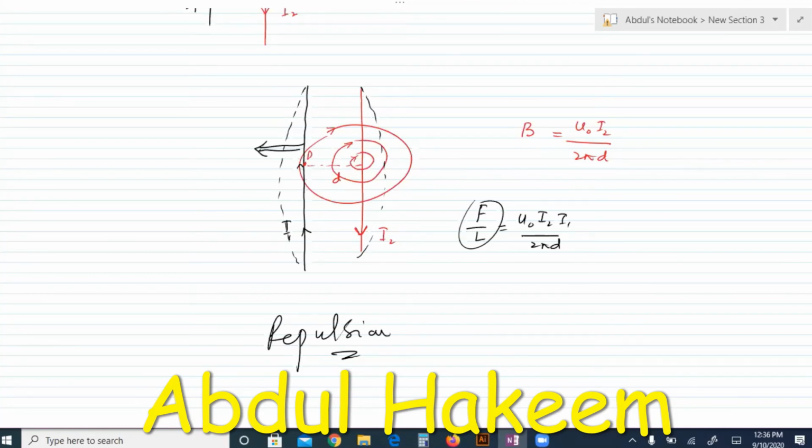When two wires are parallel, carrying current in the same direction, attraction. Opposite direction, repulsion. Similar charges, stationary, repulsion. Similar current means similar direction current, attraction. Opposite direction current wires, repulsion. Opposite stationary charges, attraction. So this is very important.